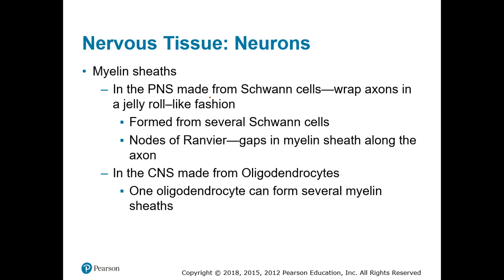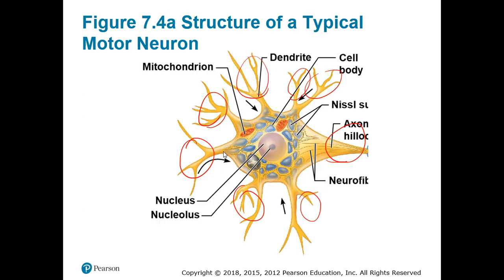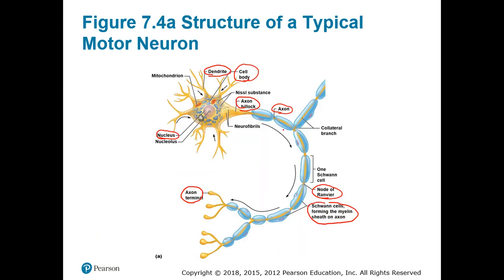So in the PNS, the support cells that make up the myelin sheath are known as Schwann cells. And it actually takes several Schwann cells to create a myelin sheath. So they have little gaps in between them called nodes of Ranvier. So the picture that I showed you up here, these are Schwann cells. They wrap around the neuron, but there's little gaps. And again, these little gaps here are your nodes of Ranvier.